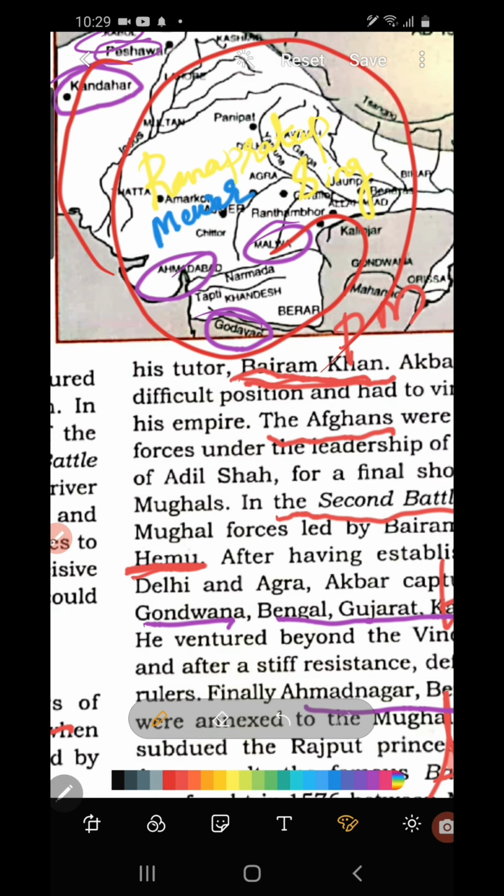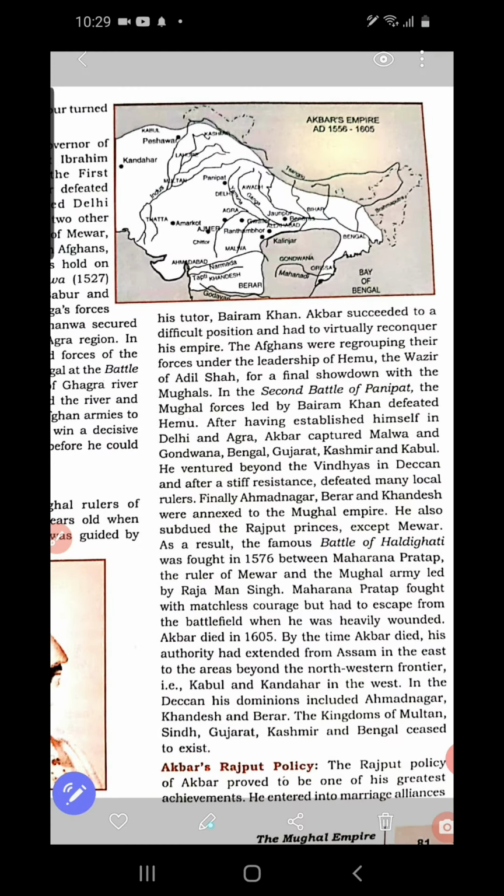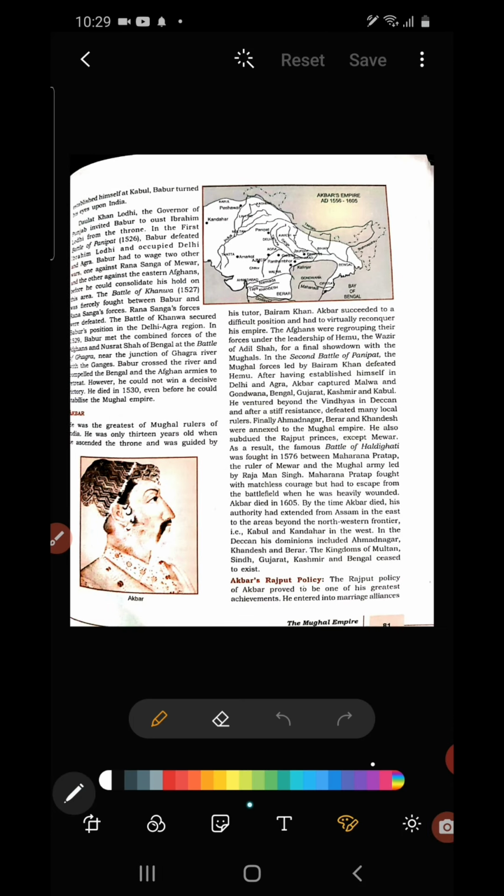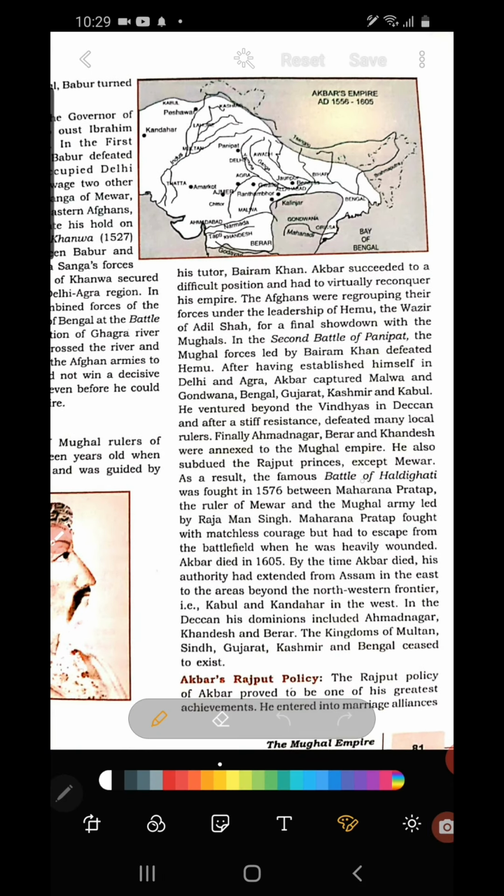So a battle was held between Rana Pratap Singh and Akbar. That famous battle is called the Battle of Haldighati, the battle held between Rana Pratap Singh and Akbar. Who led the army of Akbar at that time? Raja Man Singh. Raja Man Singh was one of the Rajput kings. He was not a king, he was one of the Rajputs, and he was appointed as the head of the army of Akbar.